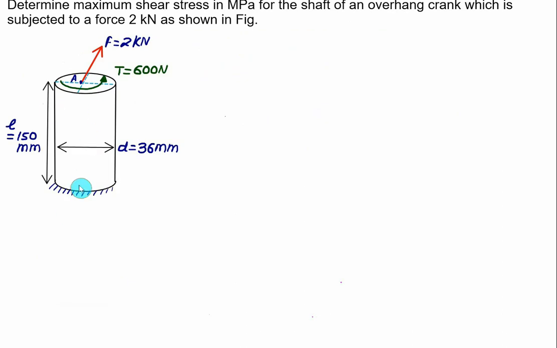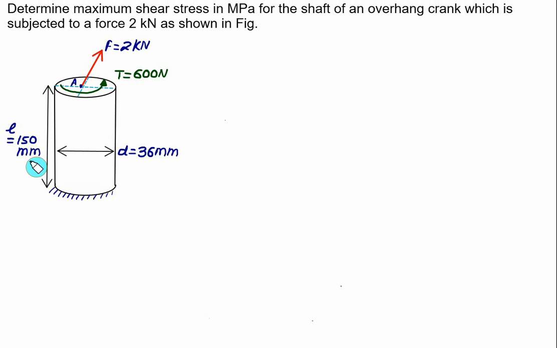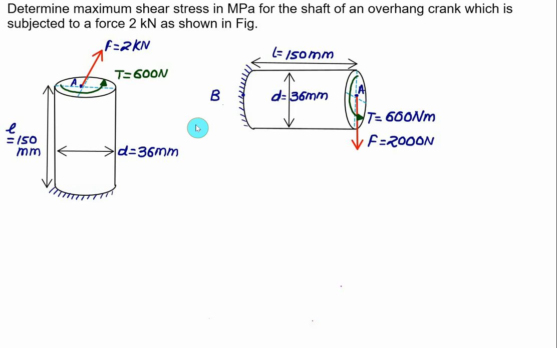So we'll continue our analysis with the help of this figure. We have one force shown and one torque shown. The length of the shaft is equal to 150 and the diameter equal to 36. For simplicity, I will turn this figure by 90 degrees. If you rotate by 90 degrees, you will find the force F is acting downward, and we have the torque equal to 600 Newton meter. The shear stress due to the vertical force we will neglect here. Only we'll consider the bending stress and the shear stress.